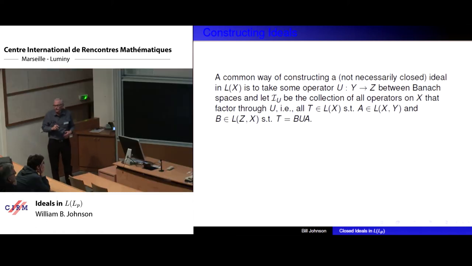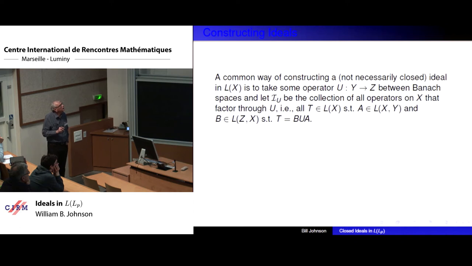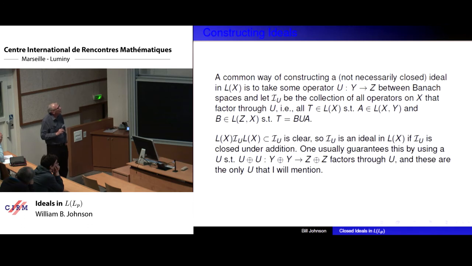So how do you construct ideals? Because I want to talk about building ideals in these spaces. A typical way is just to take an operator between Banach spaces and try to define an ideal by taking all operators on the Banach space that factor through this given operator. This operator doesn't have to go from X to X; it can go between two different Banach spaces. It doesn't really matter. You can still build this. It's obvious that this is closed under multiplication on the right and the left by operators on X. So it's an ideal if and only if I_U is closed under addition.